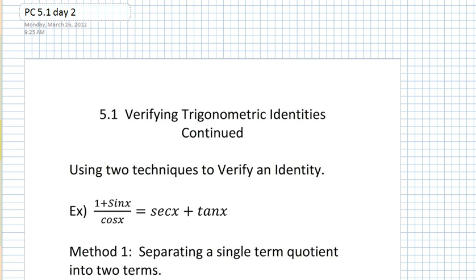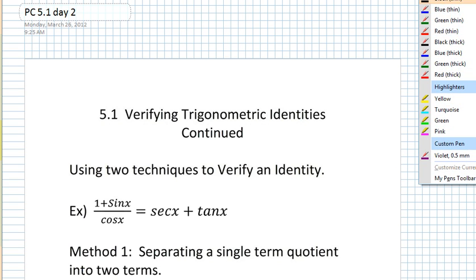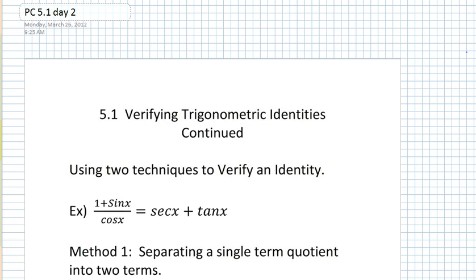Welcome to today's video. We're going to continue our discussion of how to verify trigonometric identities. We're going to build on what we did on Friday by doing some different techniques to verify an identity. And then at the end we'll summarize how you go about this process.